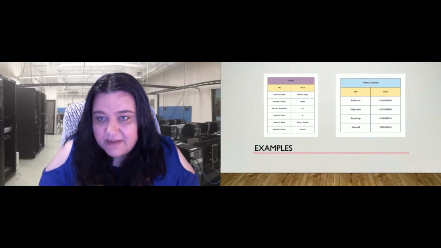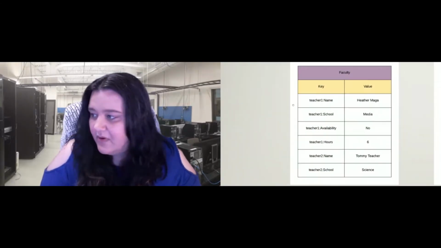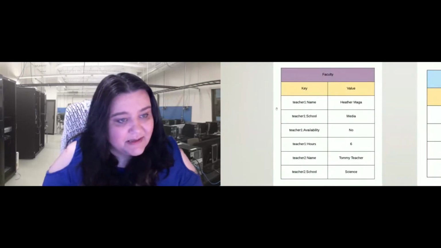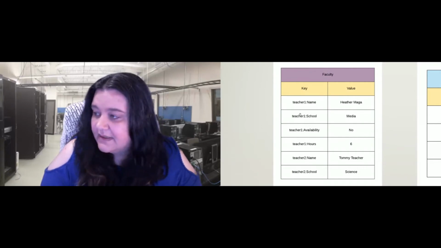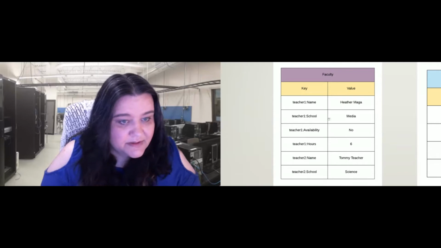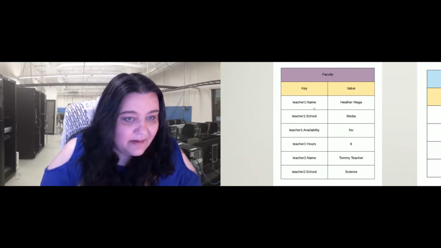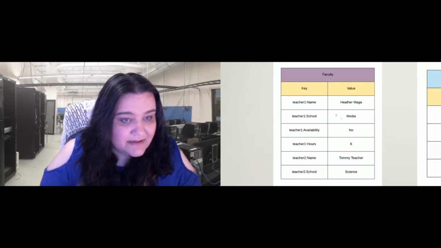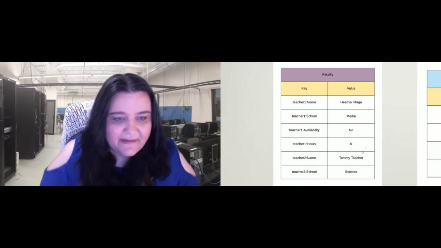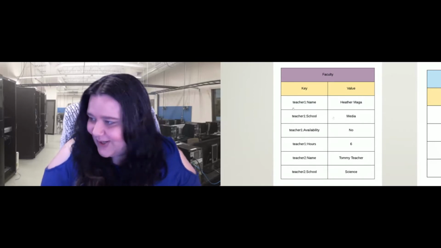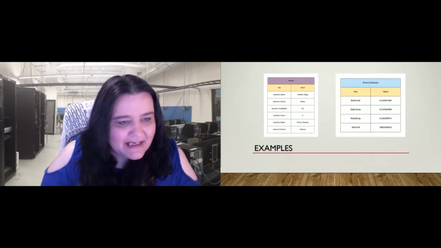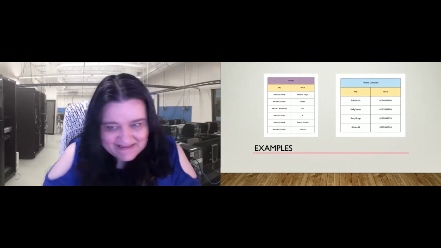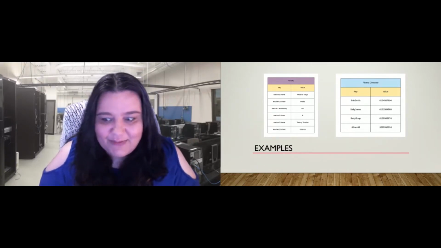Now let's have a look at the other one. And here we have just a little bit more complex, but not so much so that we don't understand what's going on. And these are teacher colon name, teacher one colon school, etc. And we see that we have name, school, availability, hours for me, and name and school only for Tommy teacher. So you'll see most of my examples are school-based, as I have used some of the media that I use for my students in my slides today. So you're going to see a lot of school-based examples.